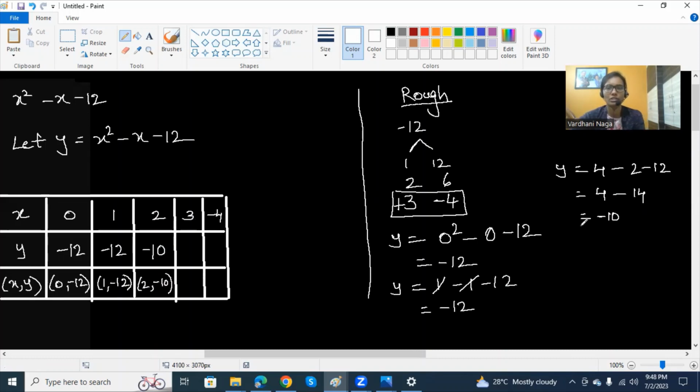Now put the value 3 in x place. So 3 square is 9, minus 3, minus 12. So like signs add, 12 plus 3 is 15. So from 15 if we remove the 9 you will get the answer 6. The greater number's sign follows, minus 6. So the ordered pair is 3 comma minus 6. Next, take x value as 4.